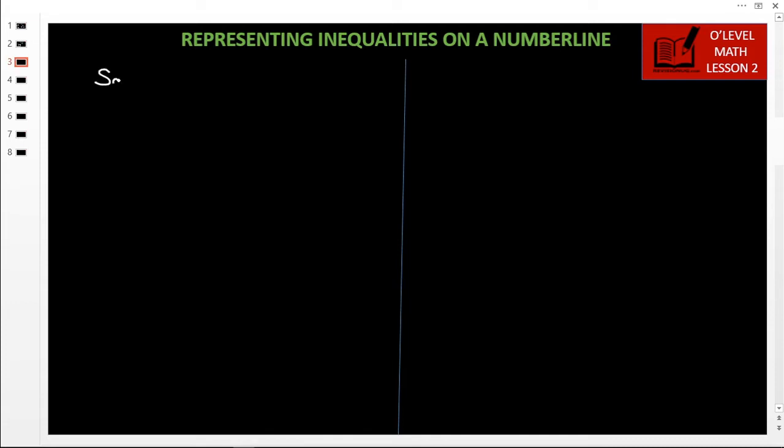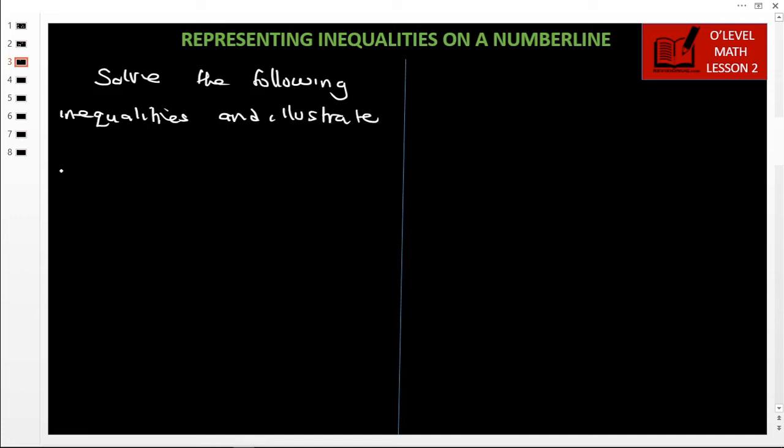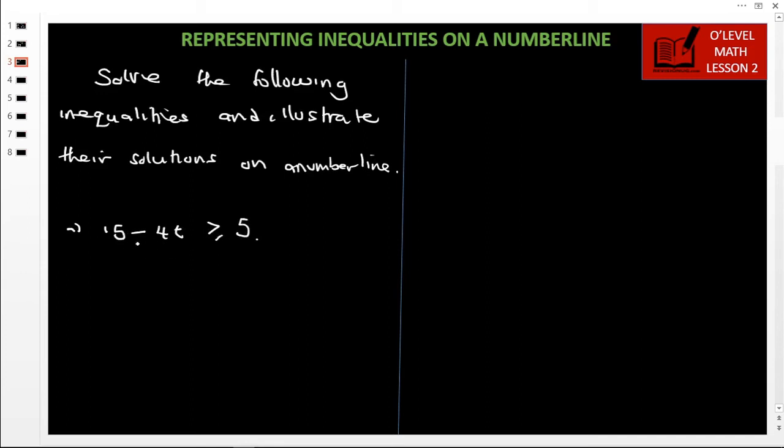So they can say: solve the following inequalities and illustrate their solutions on a number line. All right, so our first one is here, A. It is 15 minus 4t greater or equal to 5. Now, here we have to first solve, because this is an inequality needing calculations.